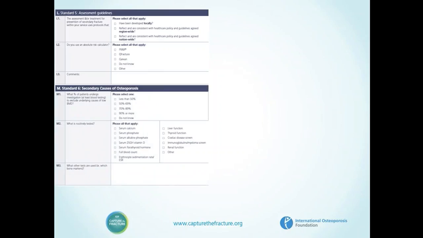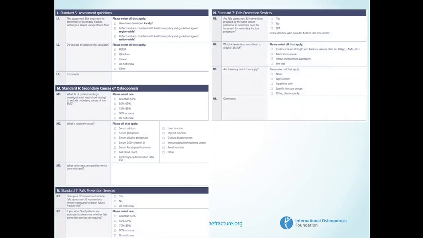Secondary causes, similar to it, some of these questions are added to get a better perspective in general of what is done on secondary prevention. For example, what types of standard blood tests are done. Falls prevention service, we recognize that these are growing, and sometimes they are not within the FLS, but they have been in place before. But it's equally important to assess falls and to address falls as to address bone quality with the pharmacological treatment.